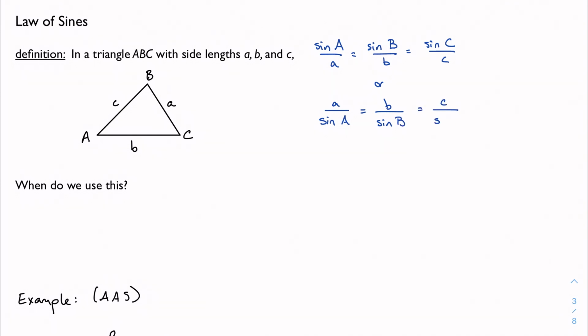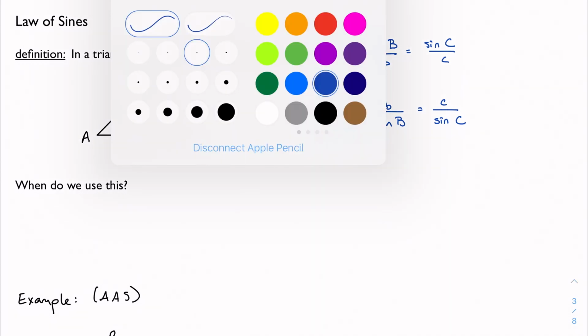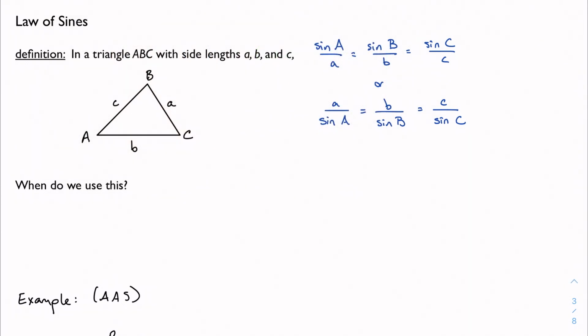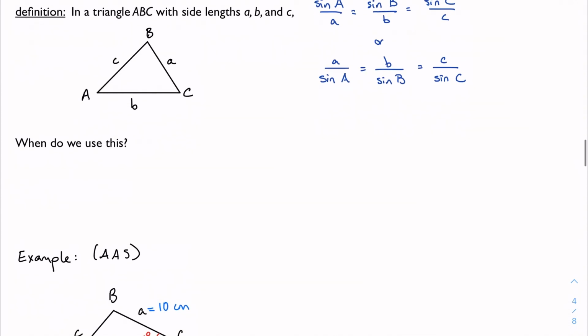Either is fine. All this is saying is that the ratio of the sine of an angle to its opposite side are equal for all three sides. So this is the first way that we start to expand our knowledge of trigonometry to non-right triangles. We use this in two cases.